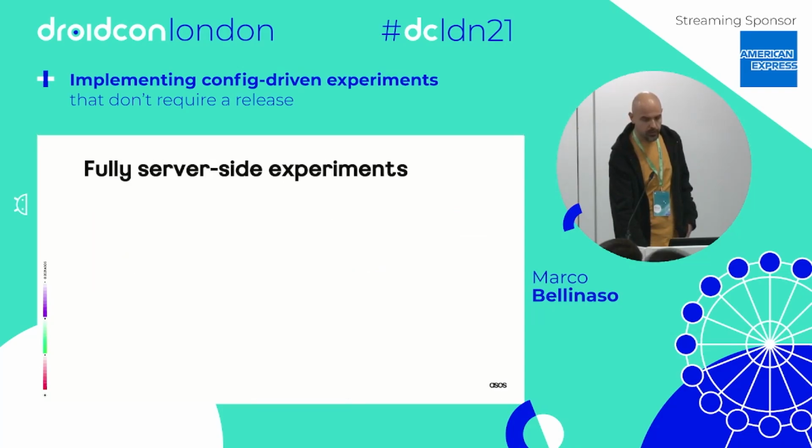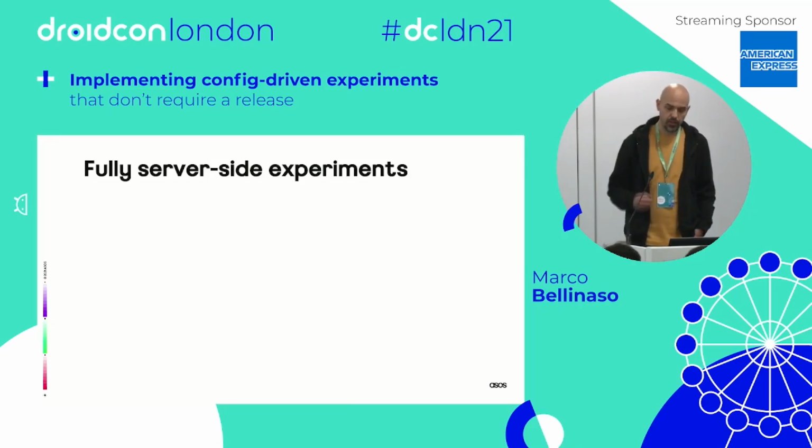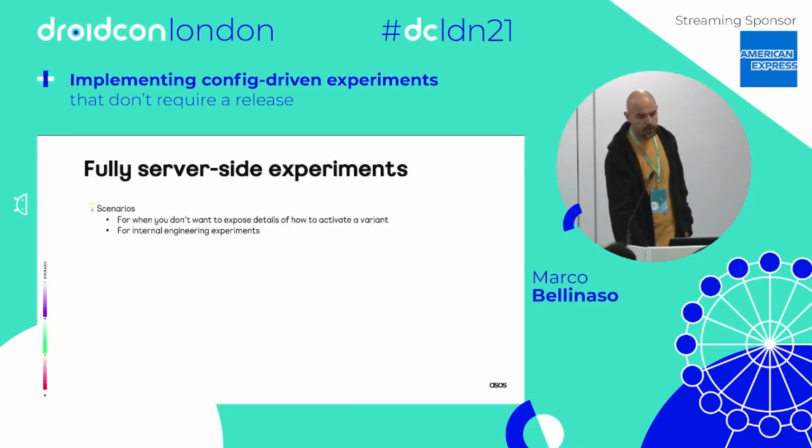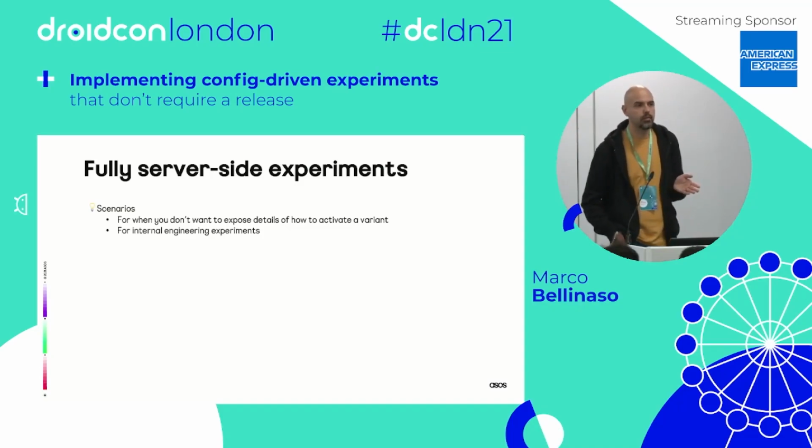Okay, so this was the first approach. The second approach is fully server-side experimentation. And this is when you want to hide the details of how something is activated, so you want to keep it secret on the server side. This is for things like experimenting with the pricing, for example. You want that to stay isolated on the backend.